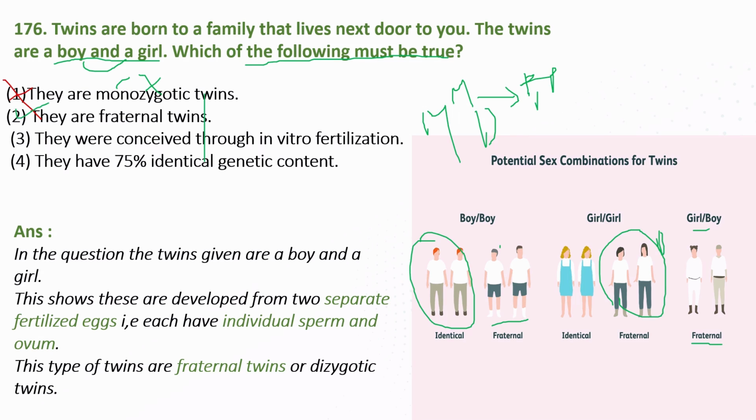Why? Because they are a boy and a girl, and normally a boy and a girl means they are fraternal twins only. A boy and a girl cannot be born as identical twins. They are known as identical twins when they have similarity in their genes, meaning in all the chromosomes, like allosomes and autosomes. Identical twins are seen as boy and boy or girl and girl, but not boy and girl. Boy and girl twins are known as fraternal twins.